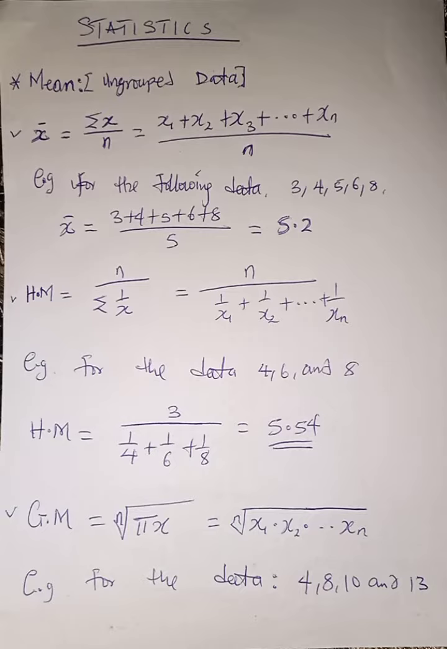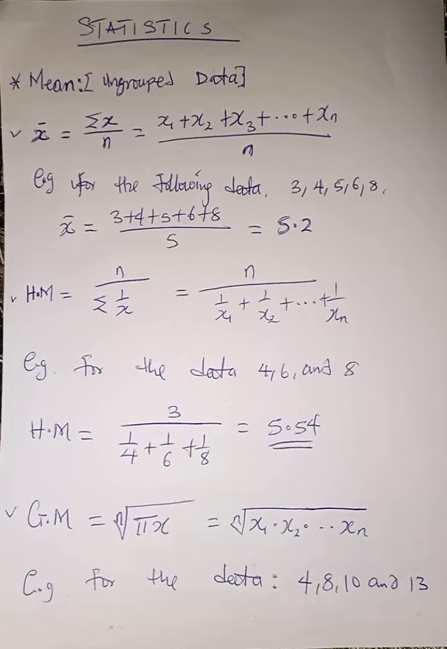Now, mean is just the average of a set of numbers. So the other word for mean is average. So when we are looking at the average of a set of data, then we are actually talking about the mean. Now, data can be grouped and ungrouped.